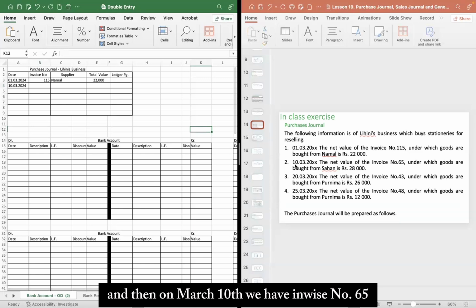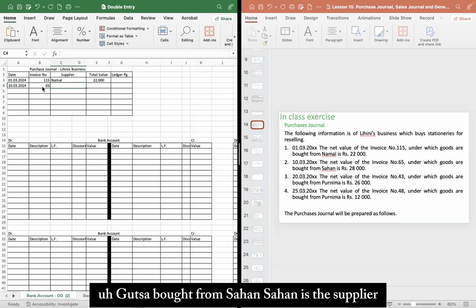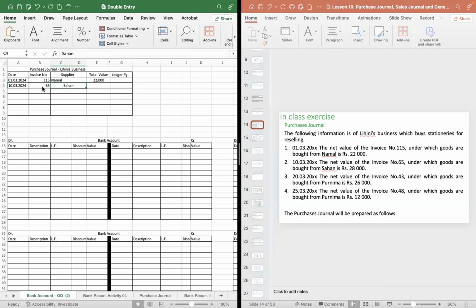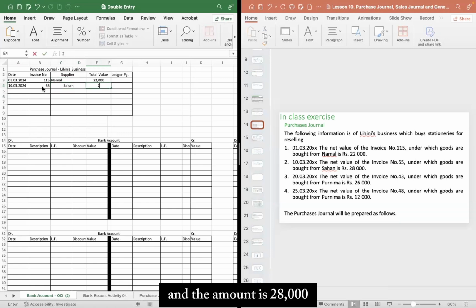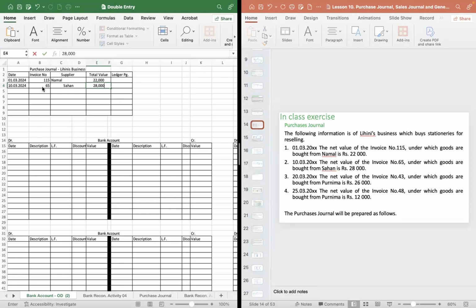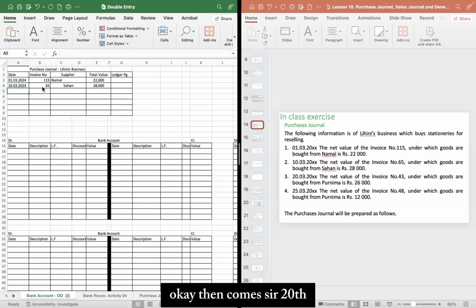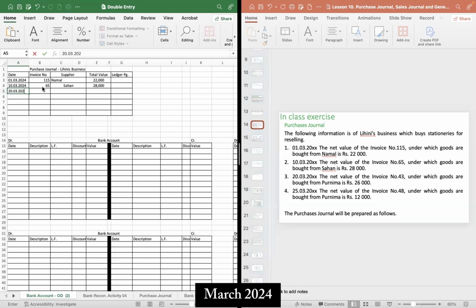And then on March 10th, we have invoice number 65. Goods are bought from Sahan. Sahan is the supplier and the amount is 28,000. Okay, then comes 20th March 2024.